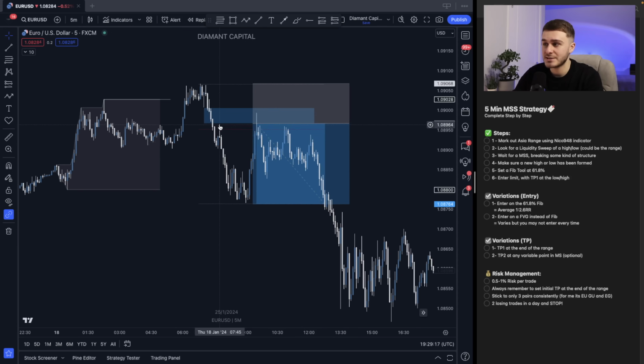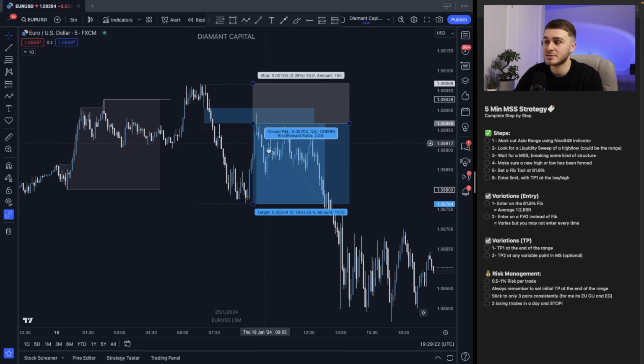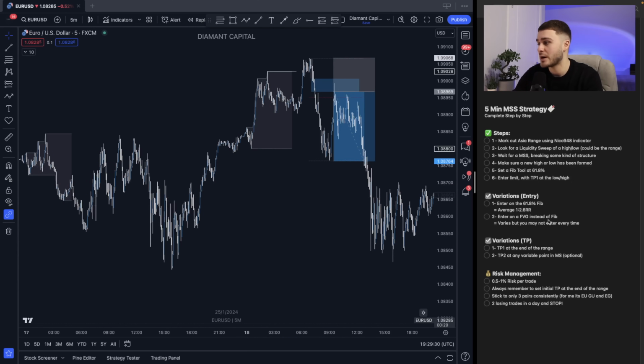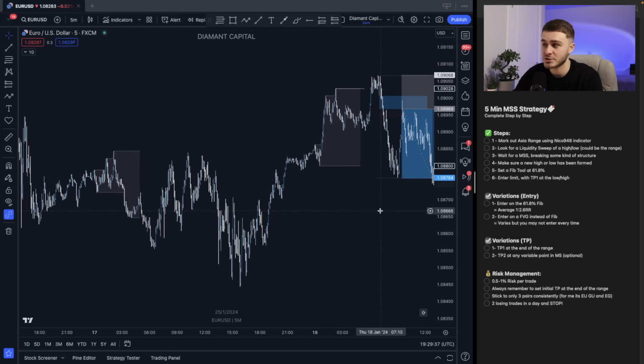But yeah, as price does this, as you can see, the internal high has then been swept, went into the fair value gap and then just pushed downwards. Again, even if, for example, we had it at the lower one, a nice little risk to reward. As we move downwards, this is where I talk about the variations on the take profit. So number 2, take profit at any variable point in market structure.